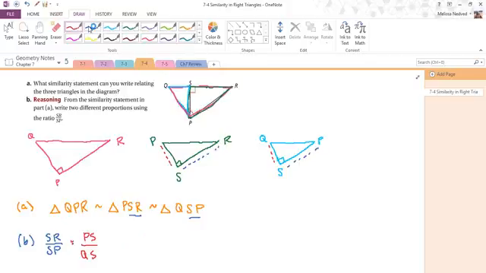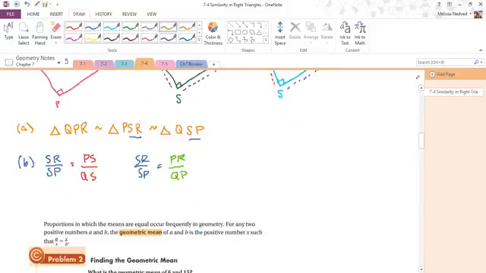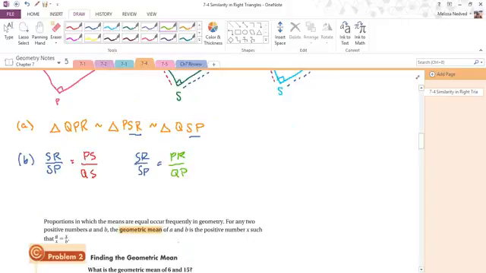And again, we want to do another one of that same one. So SR over SP is also the hypotenuse over the hypotenuse. So PR over QP. So two different ratios we can write there. That's the first part, and we're going to use that as we continue down.